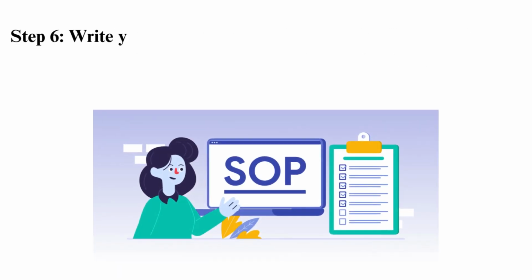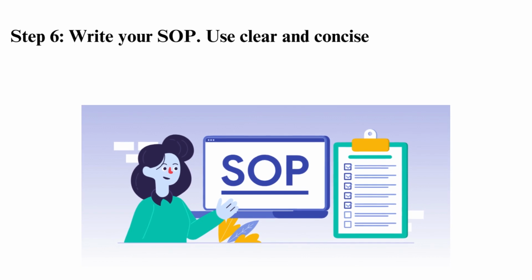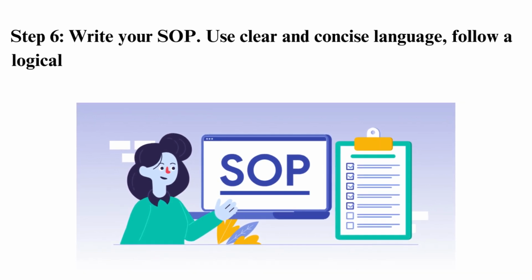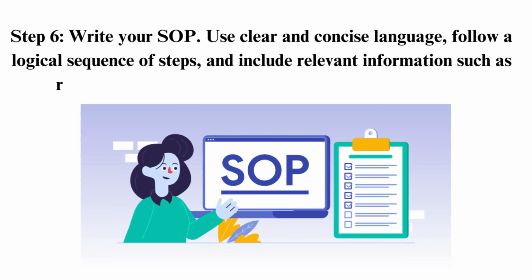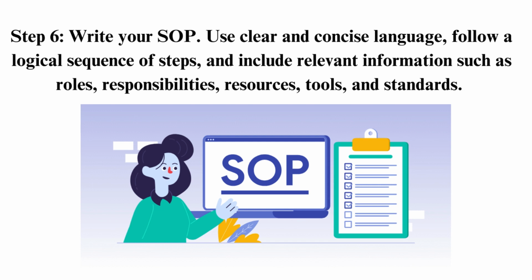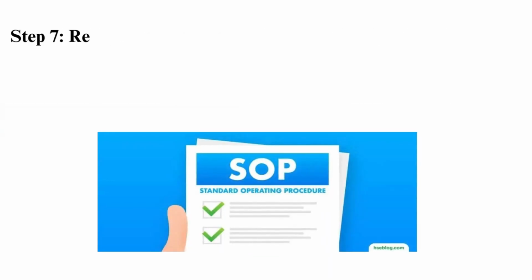Step 6. Write your SOP. Use clear and concise language, follow a logical sequence of steps, and include relevant information such as roles, responsibilities, resources, tools, and standards. Step 7.